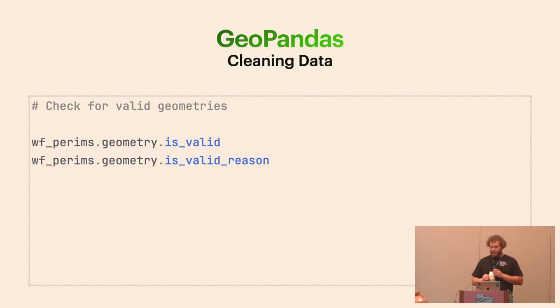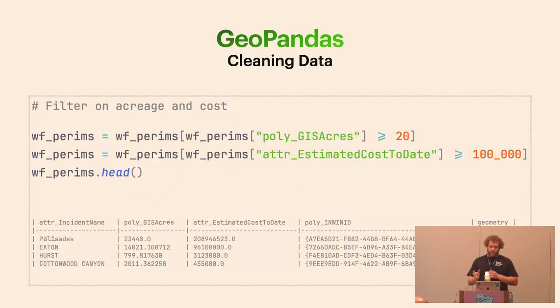The other thing you might want to check is whether or not a geometry is valid. All of our geometries are valid, but GeoPandas does have this is_valid_reason, which will tell you if a geometry is valid, and if it's not, it'll give you the reason why it's not valid, which can be helpful, especially if you need to retain all the records that you have.